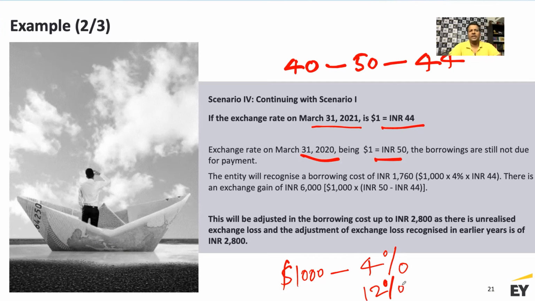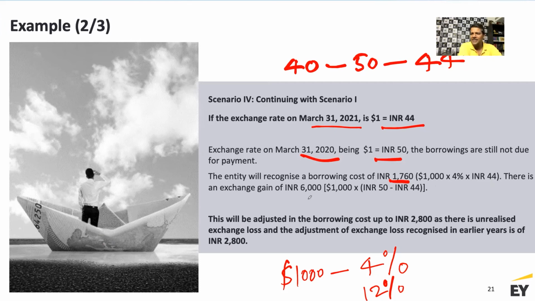Now, the question here is exchange rate on March 31st, 2020 being $1 to 50. The borrowings are still not due for payment. How much will the entity then look at as an interest cost? The entity will recognize a borrowing cost of INR 1760, which is 1000 into 4% into 44, that is 1760.